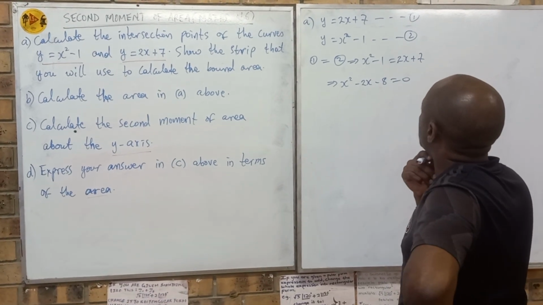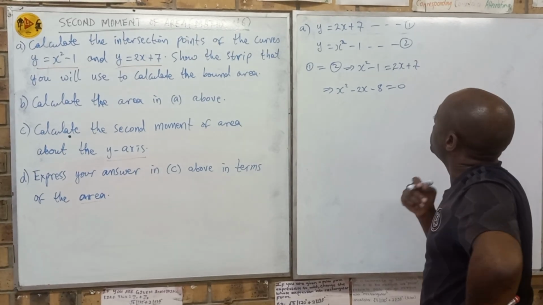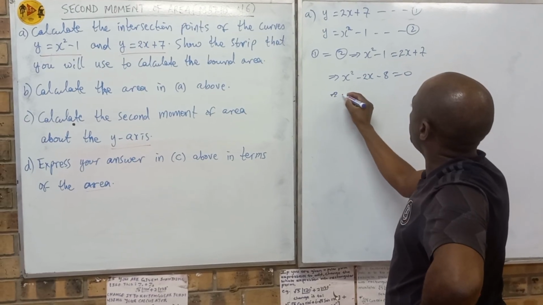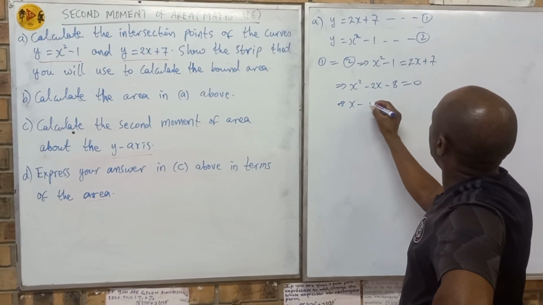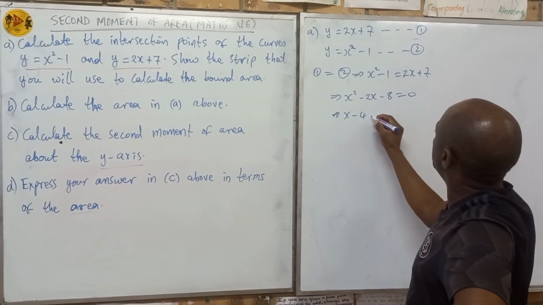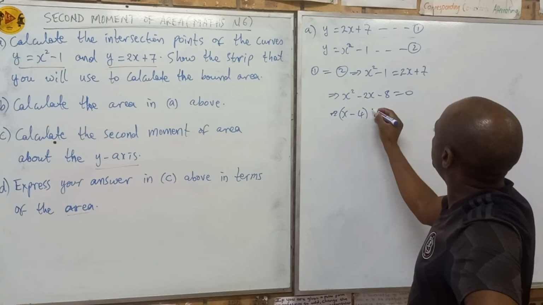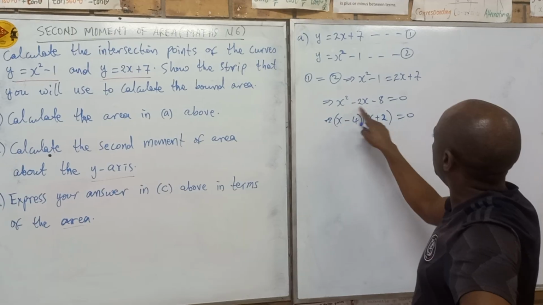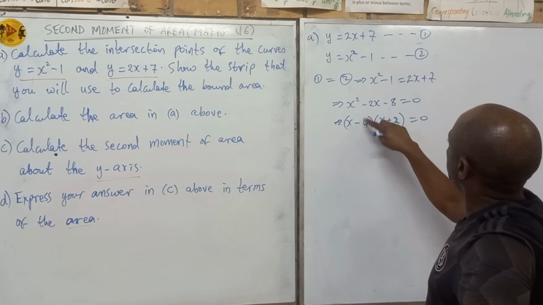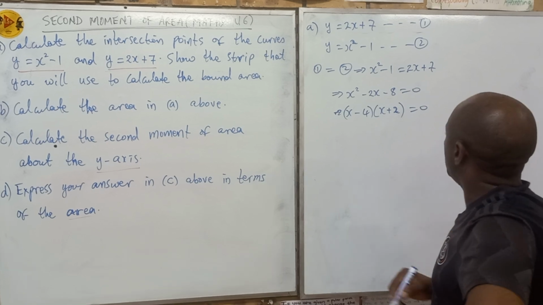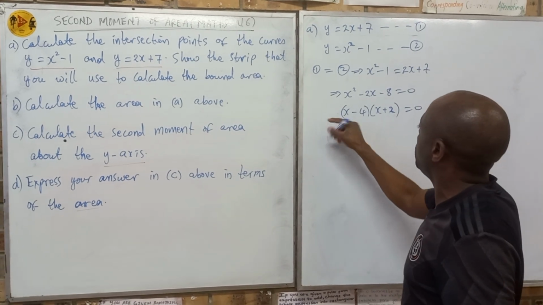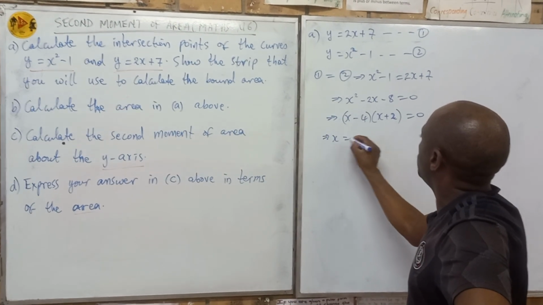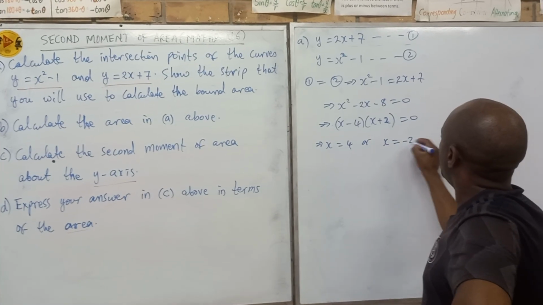You can use factorization, you can use the formula. When I look at it, it looks like we can take x minus 4, I think so, into x plus 2. I guess so. If you multiply that, that's x squared, 2x minus 4x gives us that, yeah. So factorization can go. You can also try the formula if you wish. Any method you want is fine. So that will lead us to x equal to 4 or x equal to negative 2.